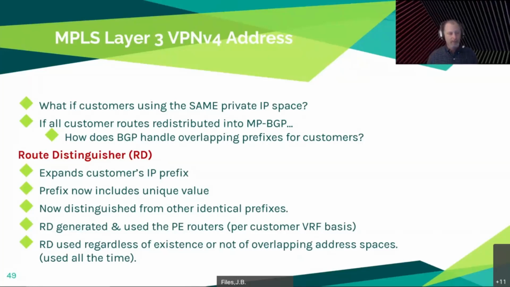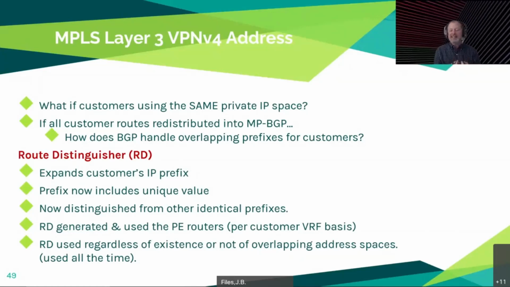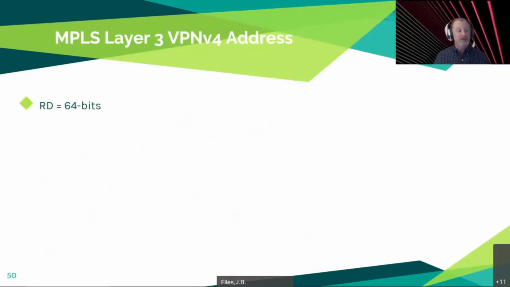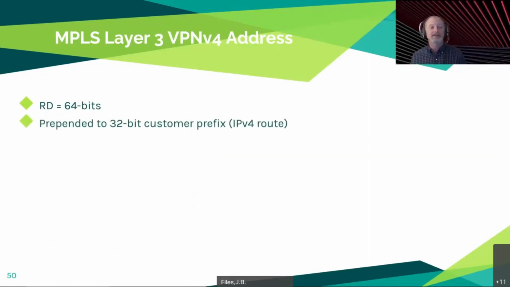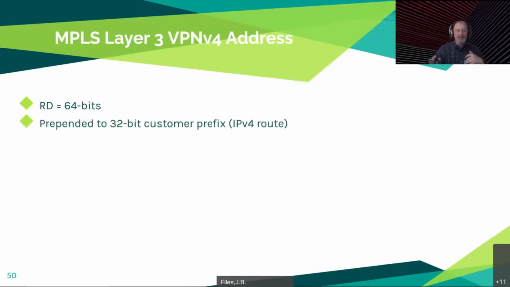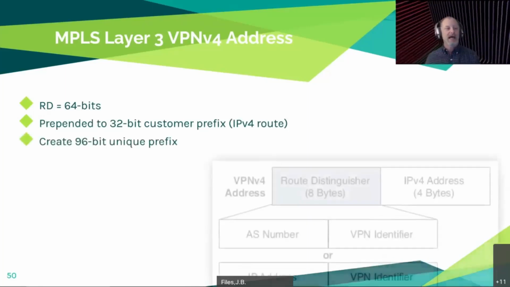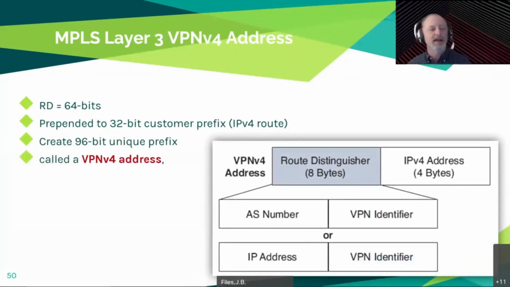And then the provider edge routers are going to create a route distinguisher even if the IP space isn't overlapping. So the route distinguisher is 64 bits. It gets added to the 32-bit prefix that's being advertised. Same thing with IPv6, just adjust the numbers. So that's going to create a 96-bit unique prefix called a VPN v4 address.